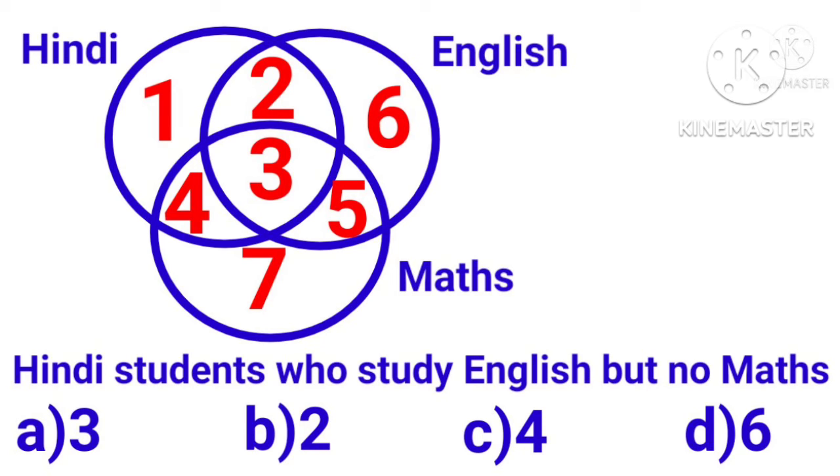We need to find out only Hindi students who study English but no maths. So we will look for the intersection part of only Hindi and English. So that is this portion. So the answer is 2, which is option B.